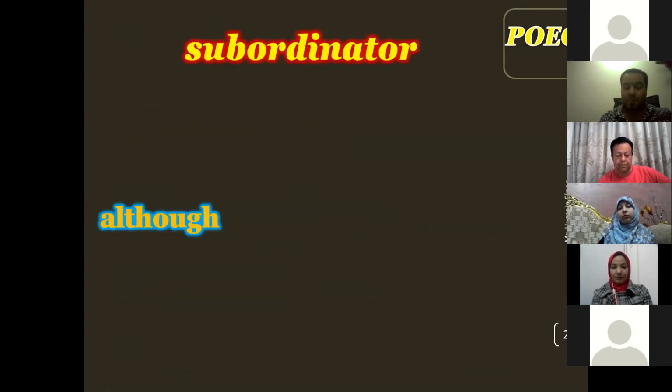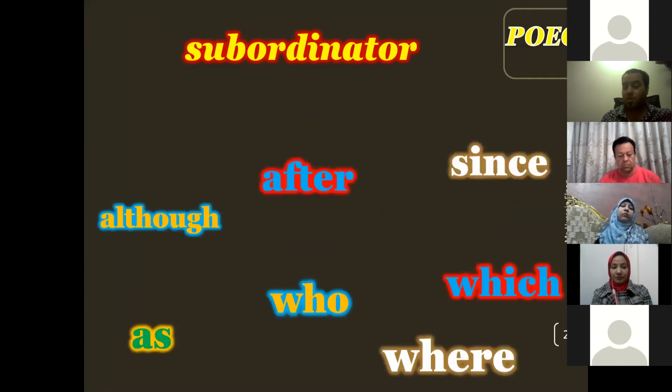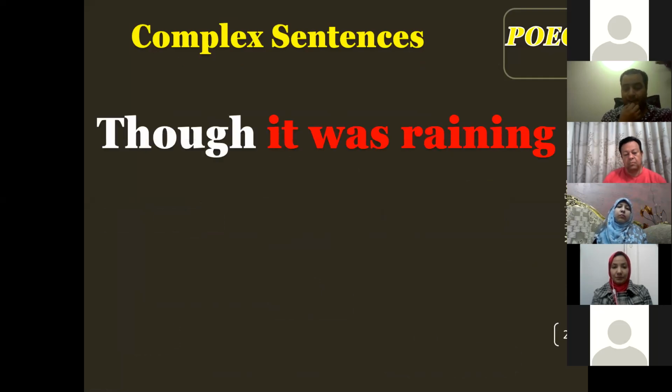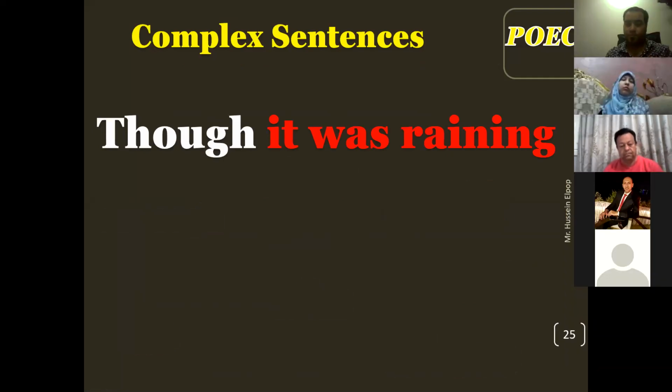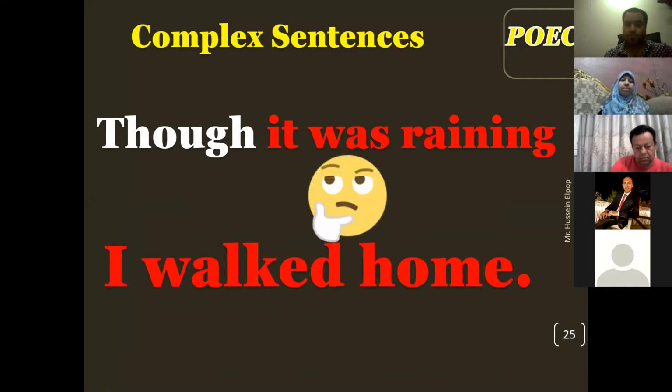And here are some of the subordinators that you can use to make your complex sentence. Though it was raining, I walked home. Of course, you know that though, although, and even though just give you opposite ideas.